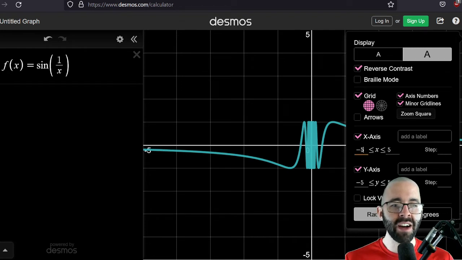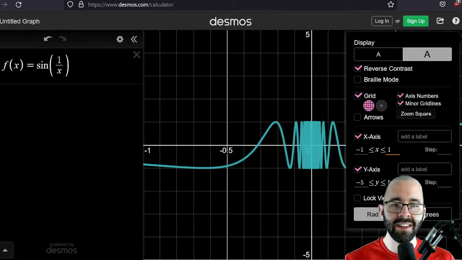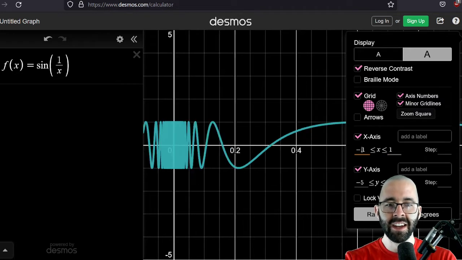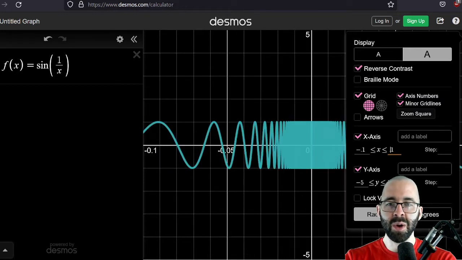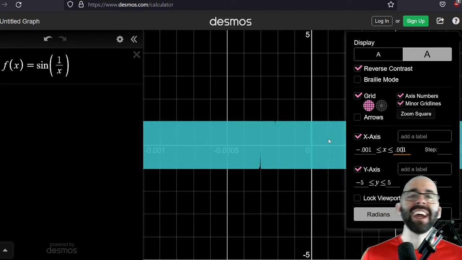We're looking from -5 to +5. Let's zoom in, -1 to +1. Well, I still can't tell. Let's zoom in some more, -0.1 to +0.1. I still can't tell. Let's zoom in some more, -0.001 to, okay, come on.